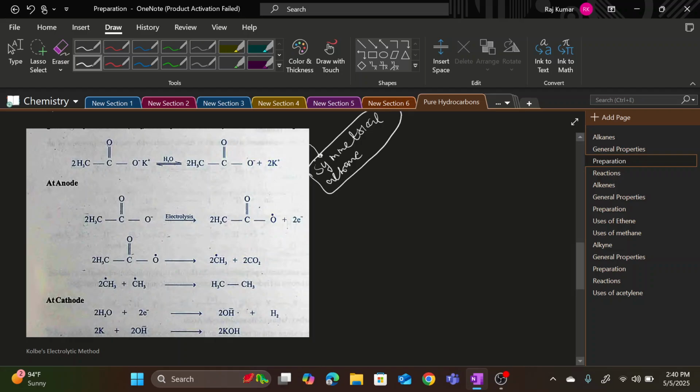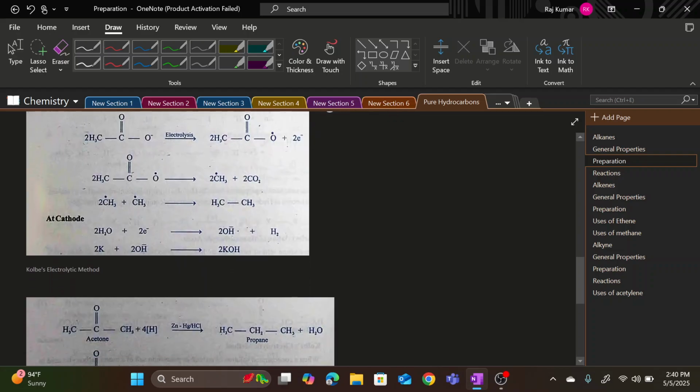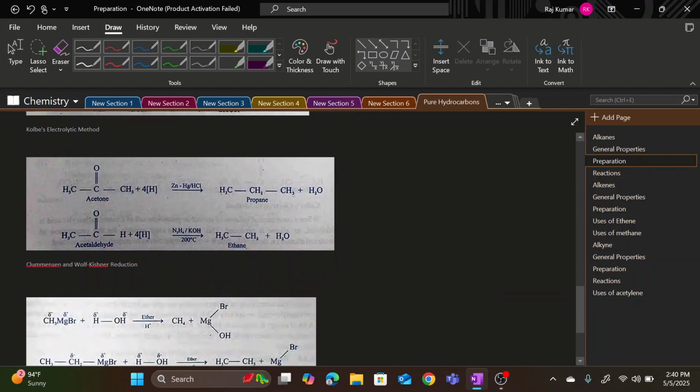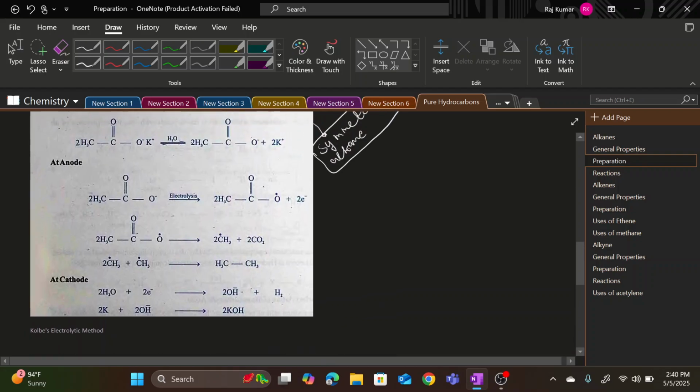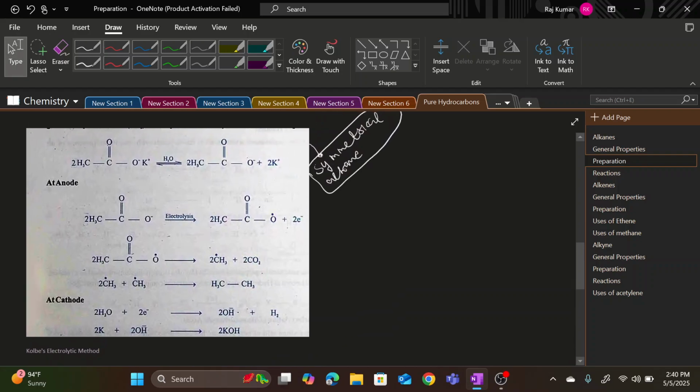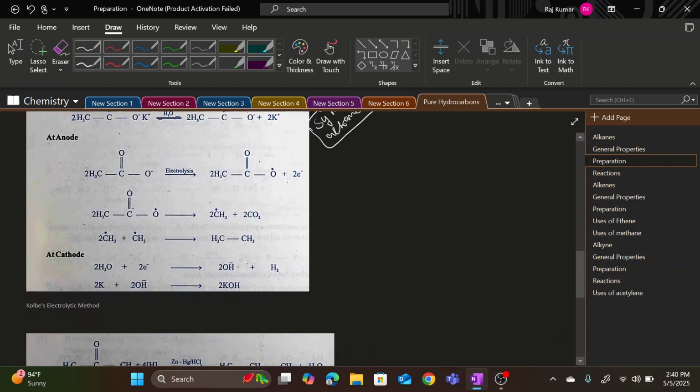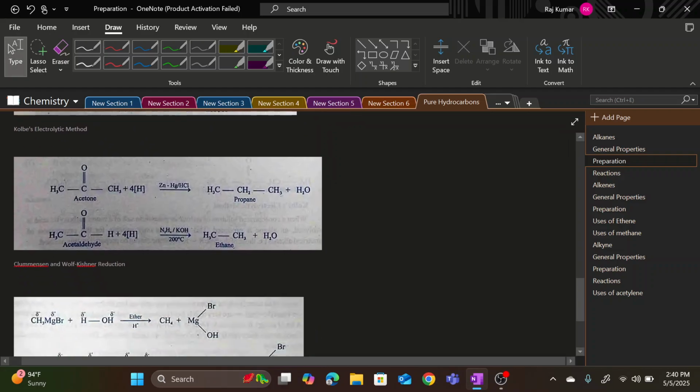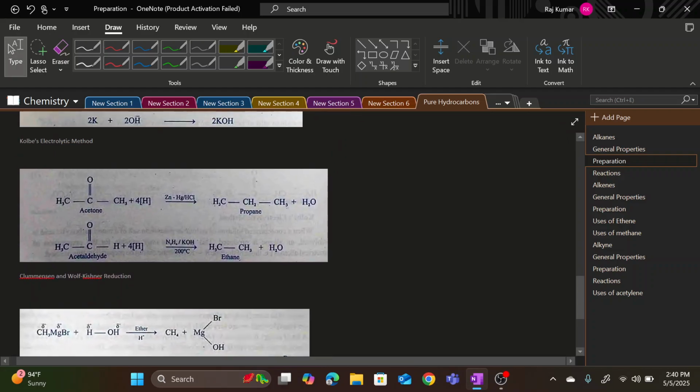And essentially we have at the anode the production of free radicals, and those free radicals react with each other in order to produce the alkane. And at the cathode we have the production of hydroxide, which combines with potassium or sodium to produce potassium hydroxide. This reaction has limited uses because of the energy it takes, as well as the lack of product of interest. Now let's move on to another part, which is reduction reactions.